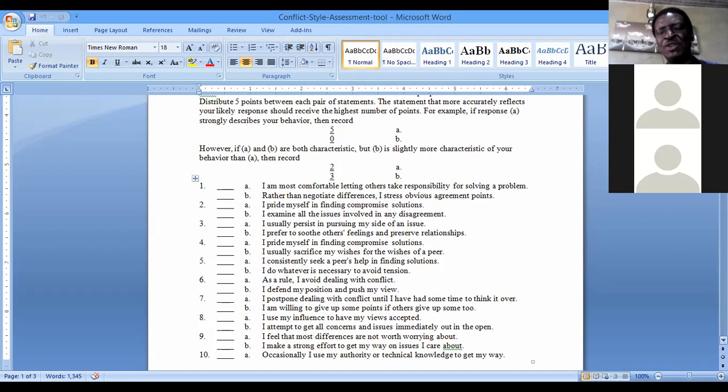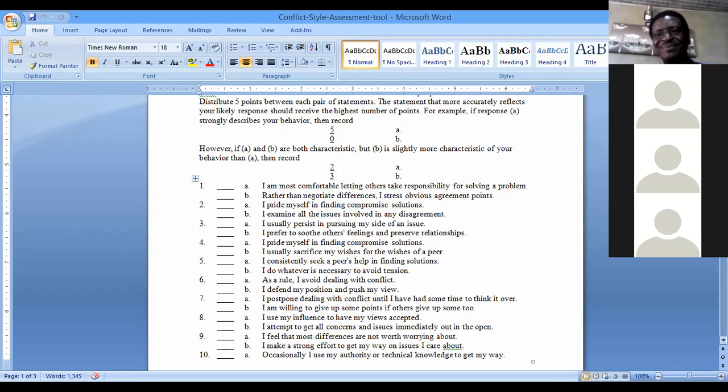So if A and B apply to you for each number, distribute that 5 points between the A and B. If only A applies and B doesn't apply, give that A 5 points, then B 0 points. If only B applies and A doesn't apply, then give that B 0 points. If both apply, then share the 5 points between A and B as it applies to you. So if none of them apply, then what? If none apply, just put 0. Okay, so let's get started. We have 20 minutes to do this.